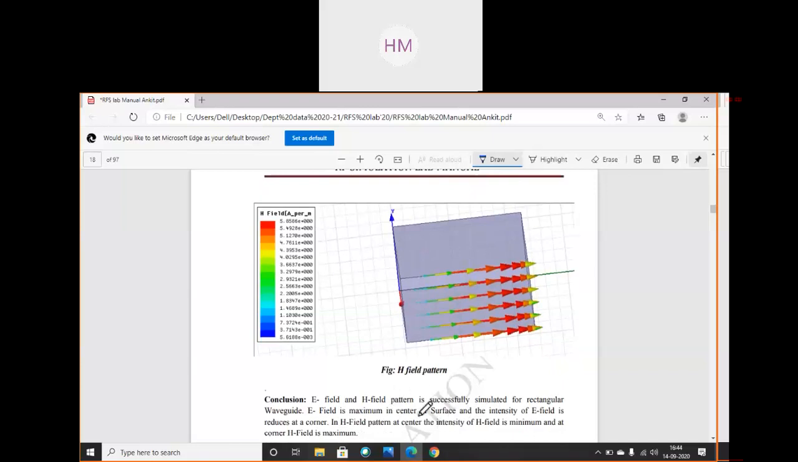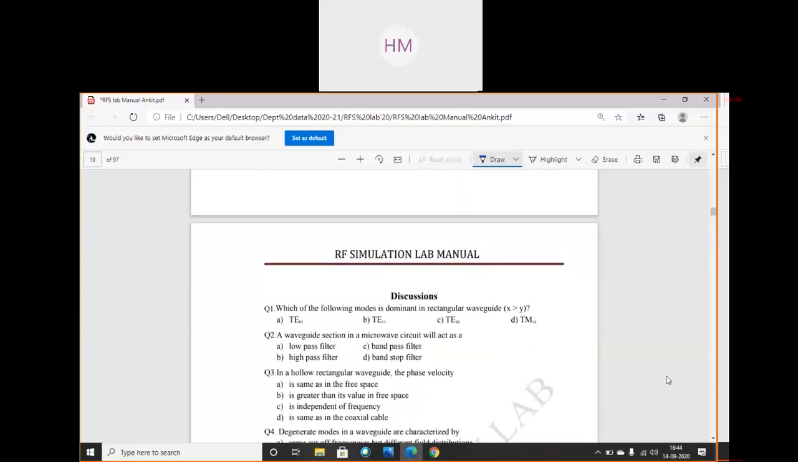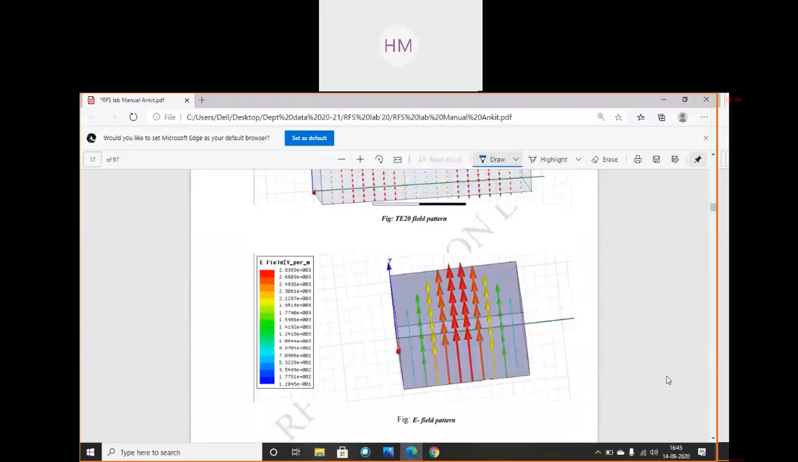E field and H field pattern is successfully simulated for rectangular waveguide. E field is maximum in center of surface and the intensity of E field is reduced at the corners, which we have seen in the graphs. In H field pattern at center, the intensity of H field is minimum and at the corners, the H field is maximum. So this is the theoretical aspect of your first experiment, rectangular waveguide.